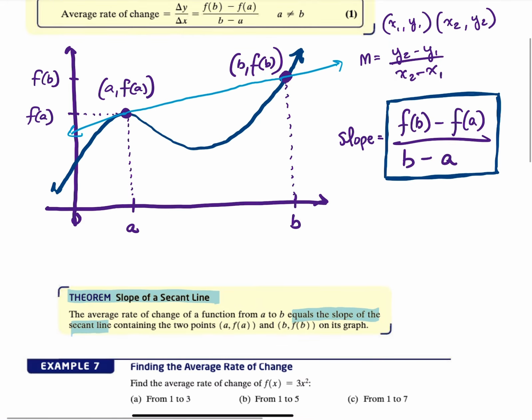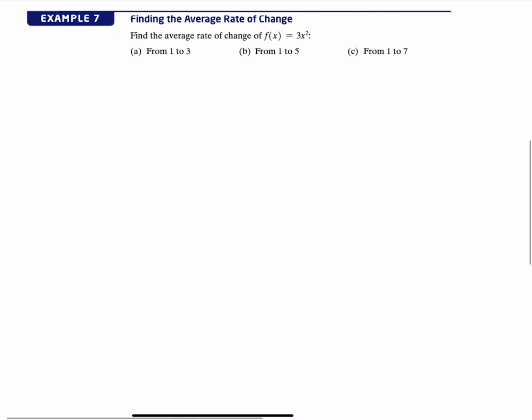So let's find this for a few example functions. And I'll show you my process. So we're starting with our function. f of x is 3x squared. And it wants us to find the average rate of change from 1 to 3. So we're looking at this interval. They might give you an interval like this and say, find the average rate of change on this interval. We are looking at these 2 edge points. Those are your 2 x values.